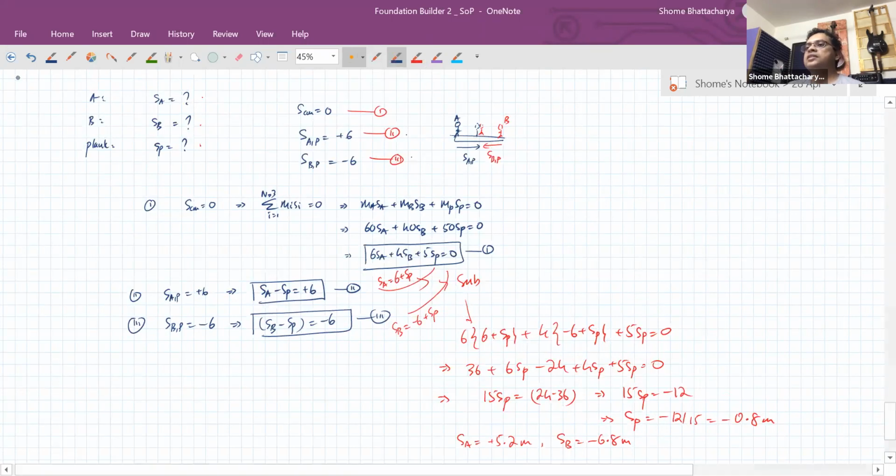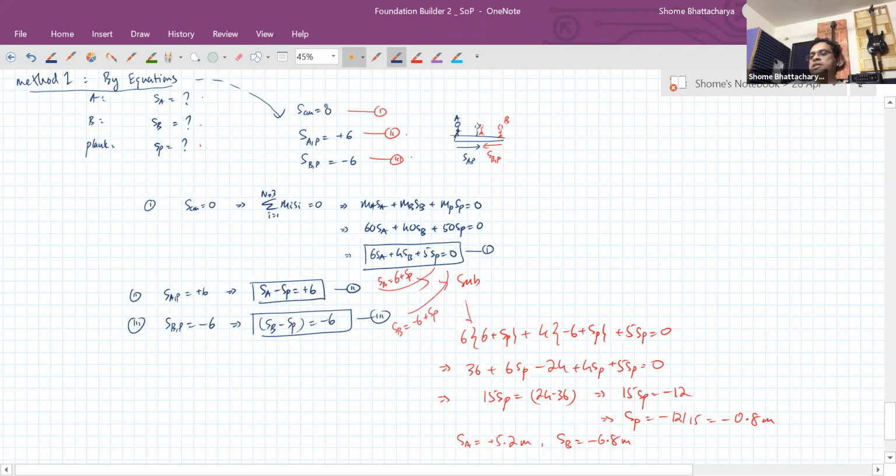So you can say that this is method 1 of solving it, by equations. By equations involving these three terms. The displacement of center of mass is 0. The relative displacements of A and B with respect to the plank are 6 and minus 6 respectively.